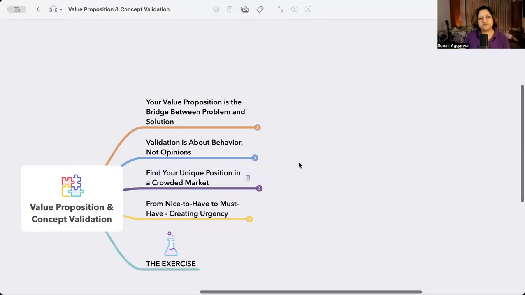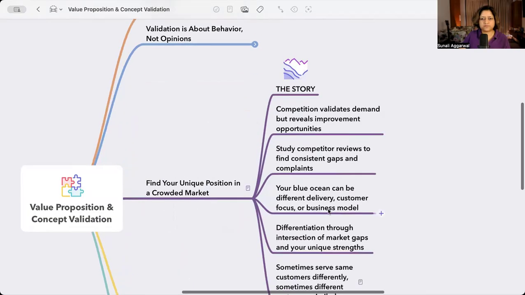Competition is a good sign that the market has the demand. Your blue ocean can be different delivery, customer focus, or a different business model in the same market.